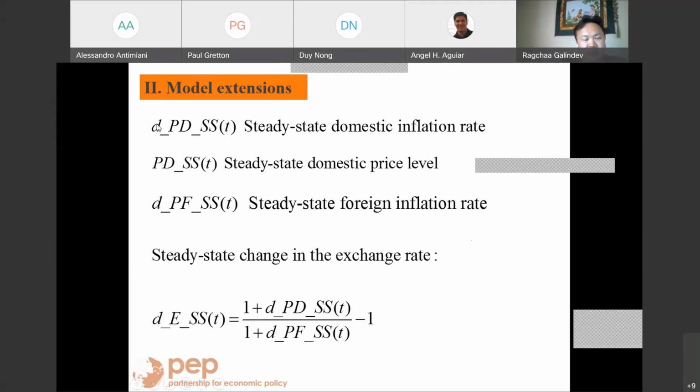You can see the D represents difference. P is the price, D is for domestic price, S is for steady state. And then we have this steady state price level, and this steady state foreign inflation rate, and the steady state foreign price level. And then, given these two, we have this relative purchasing power parity condition, which determines the steady state exchange rate.